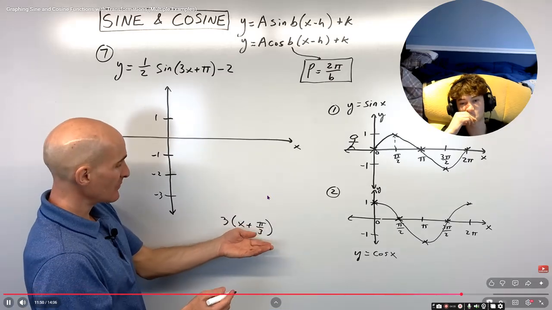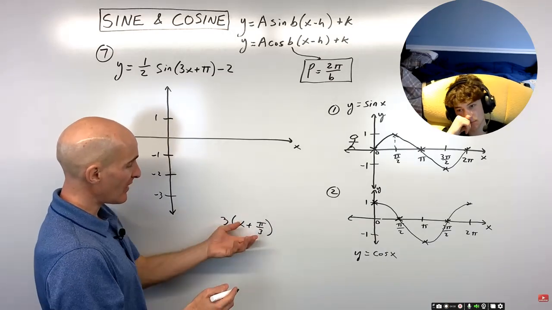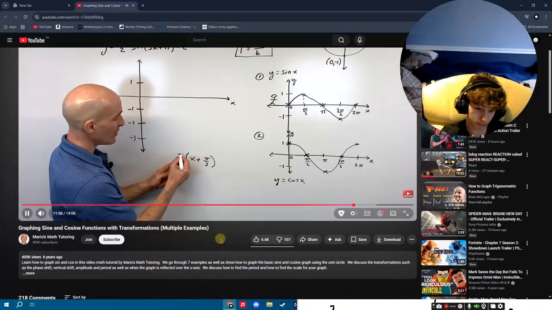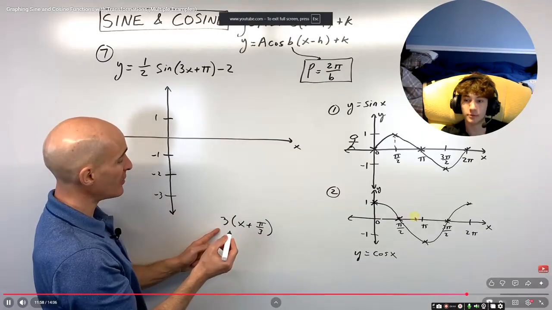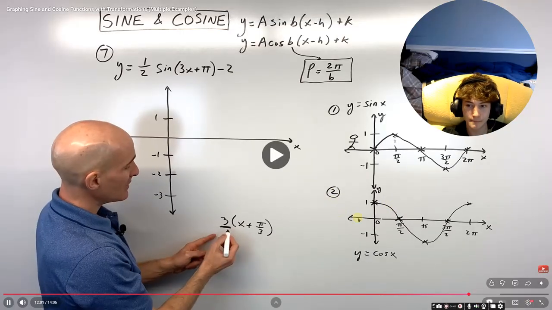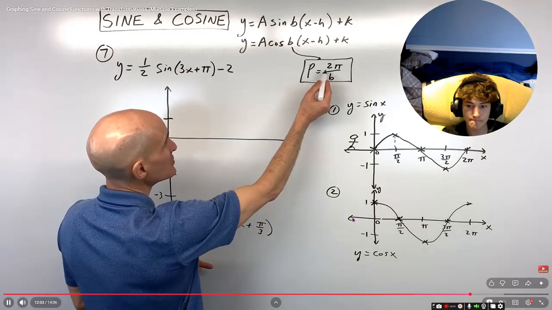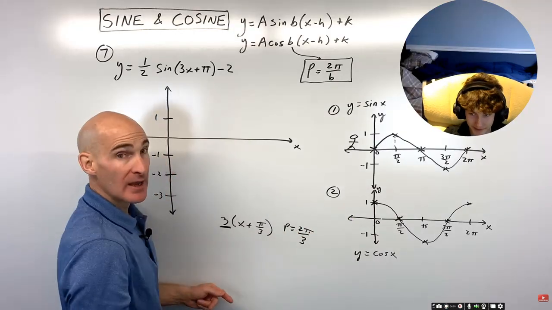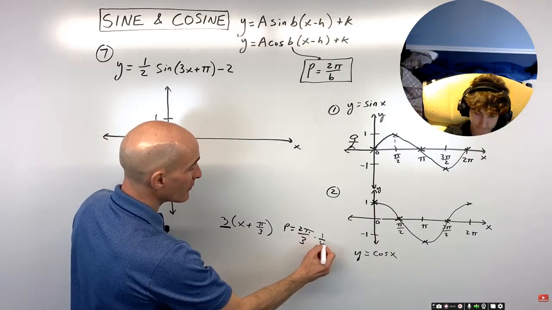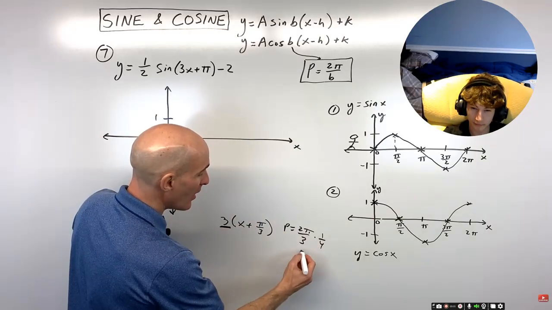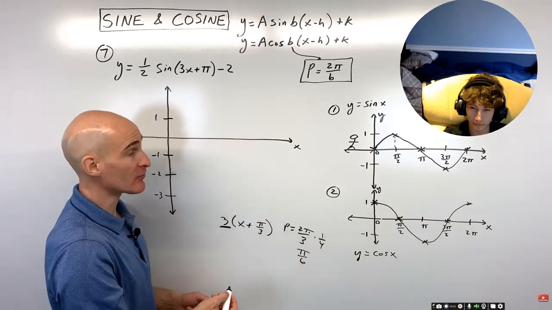So what I did is I factored out the 3, or divided out the 3. You can double check by distributing, and you get back to 3x plus pi, which is what we have here. Now you can see that the b value is 3, and our period is going to be 2 pi divided by 3. Okay, now if we multiply that by 1/4, to find our scale, what we're counting by, that's going to give us 2 pi over 12, which reduces down to pi over 6.